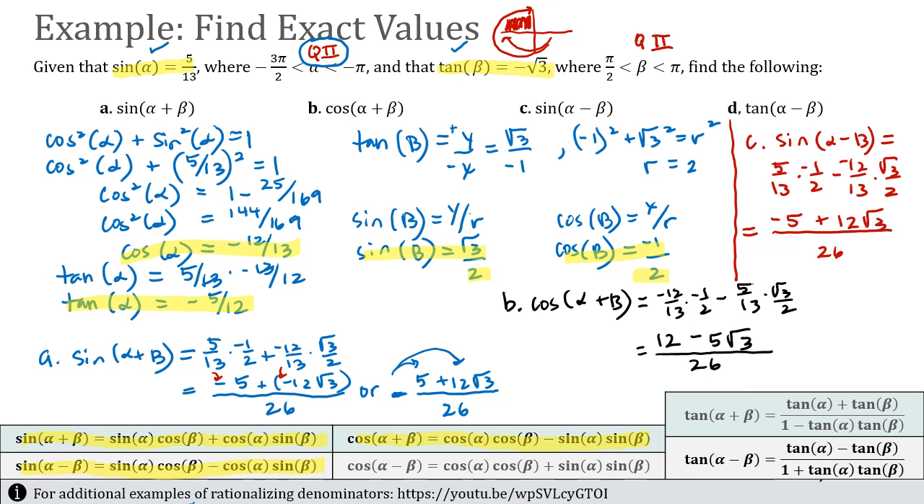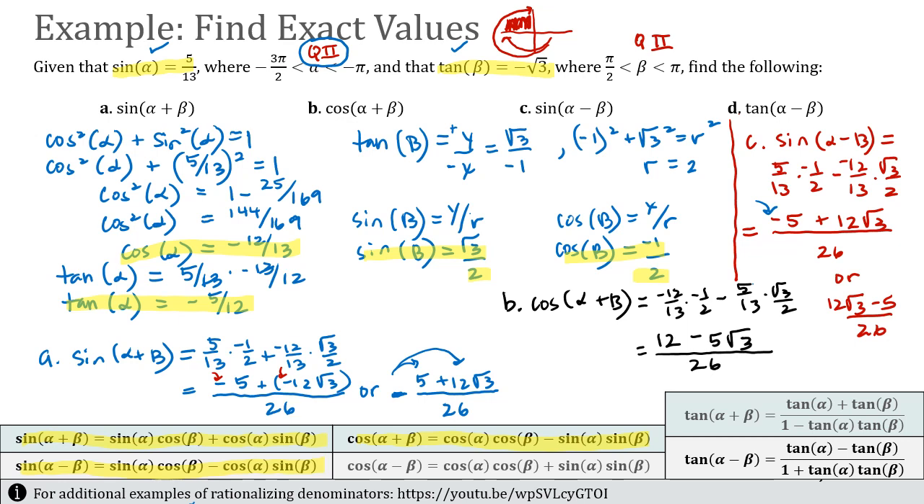Now, another way of writing that, a lot of times you'll see books that won't have your leading term with a negative on that, just because it can be confused as subtracting something. So what I could do is rewrite this, if I wanted to, as 12 square root of 3 minus 5 over 26. It would mean exactly the same thing.